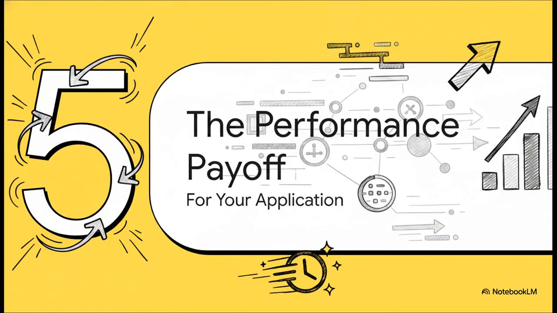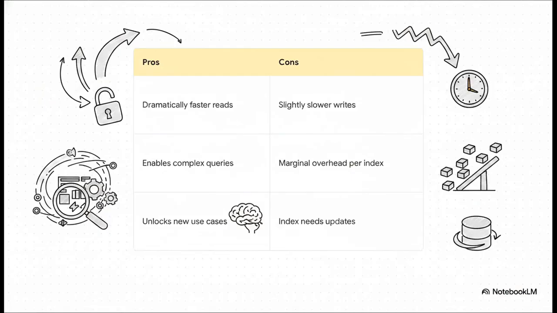Okay, so we've covered the how, but what does all of this actually mean for your application? Let's talk about the real-world performance payoff. What do you get? Of course, there's no such thing as a free lunch, right? This isn't magic, it's just really smart engineering. And there is a trade-off. What you get is dramatically faster reads, and you unlock all these new use cases that were just impractical before. In exchange, your writes are going to be slightly slower. And that's because the database has to do that extra work of updating the GIN index. But for most read-heavy applications out there, that's a trade-off you will happily make every single time.